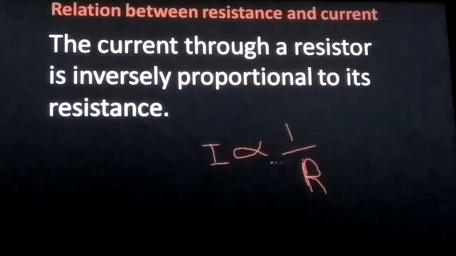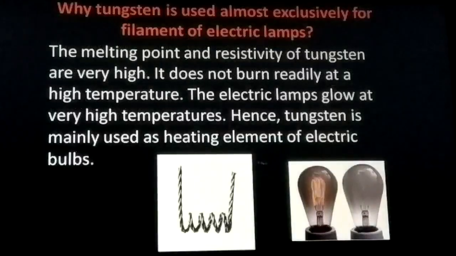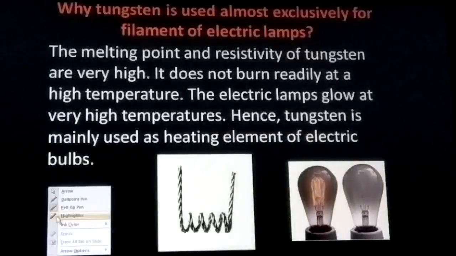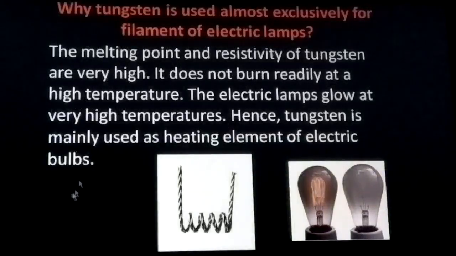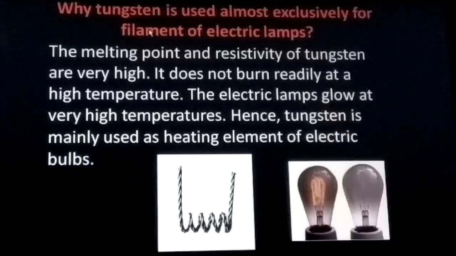Okay, students. Now we will move on to the next. Students, if you observe in electrical instruments, tungsten, the filament tungsten, is widely used in electric lamps. The tungsten wire, observe here. Observe the bulbs you might be using in your home.